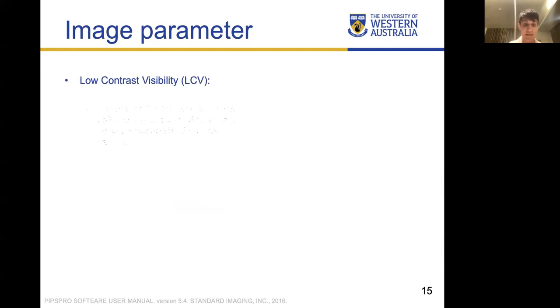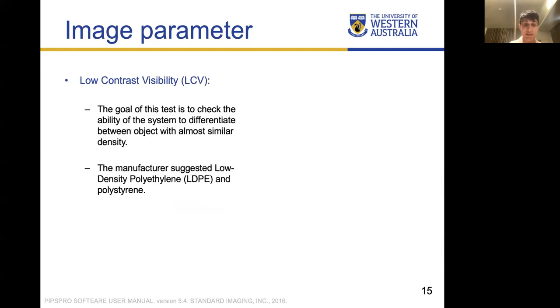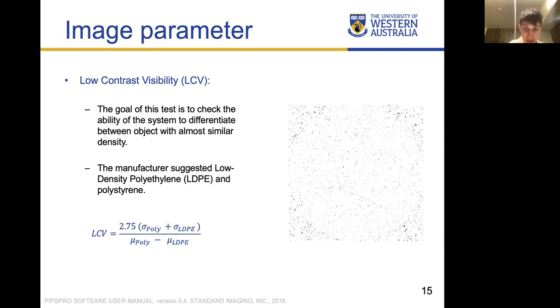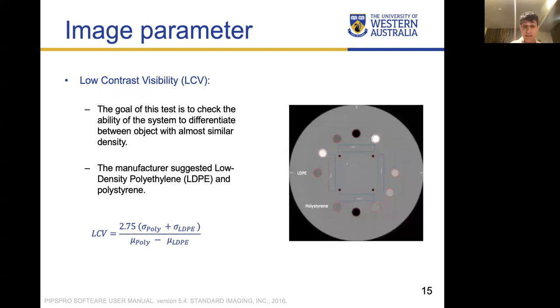Low contrast visibility. The goal of this test is to check the ability of the system to differentiate between objects with almost similar density. The manufacturer suggests low density polyethylene and polystyrene. By measuring the mean and standard deviation of these two targets and applying this equation, we find the low contrast visibility.